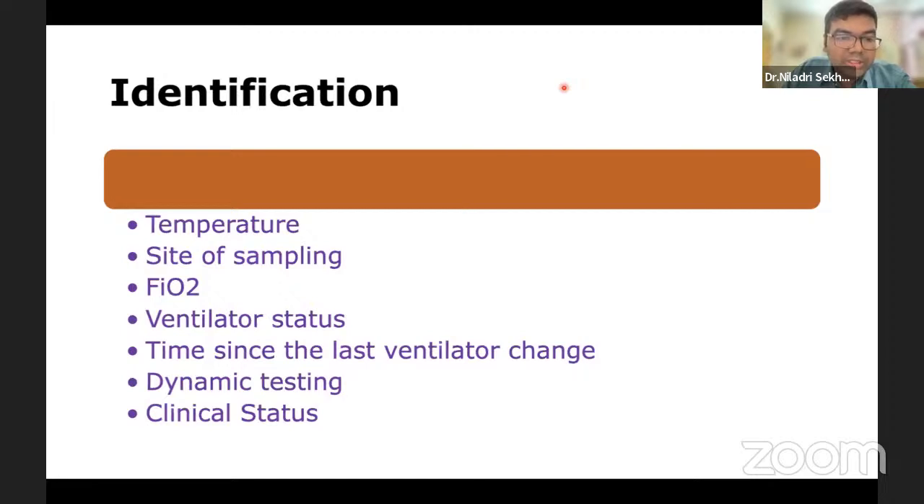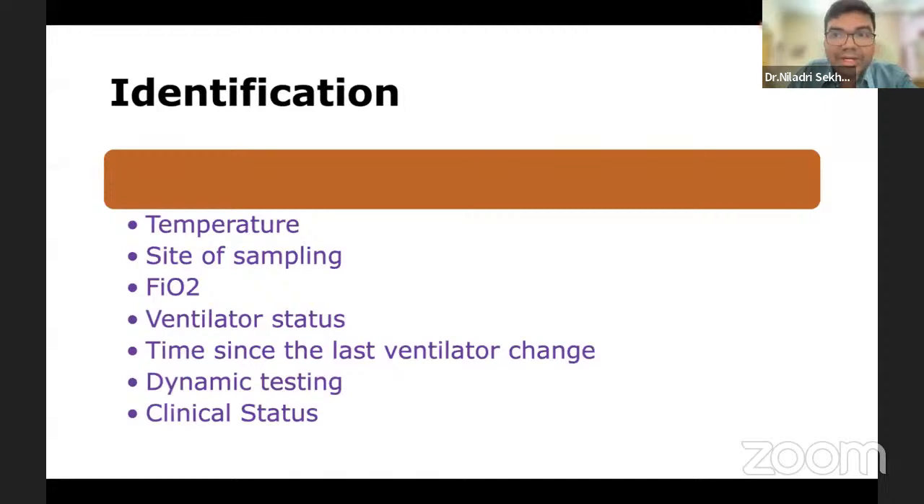Next is dynamic testing. What do you mean? Dynamic testing means when you want to see whether there is a change in the blood gas with a change in the position of the patient. You can do a blood gas in the supine position, and you can do it in the sitting position. In all those scenarios, you have to monitor, and you have to mention the position of the patient.